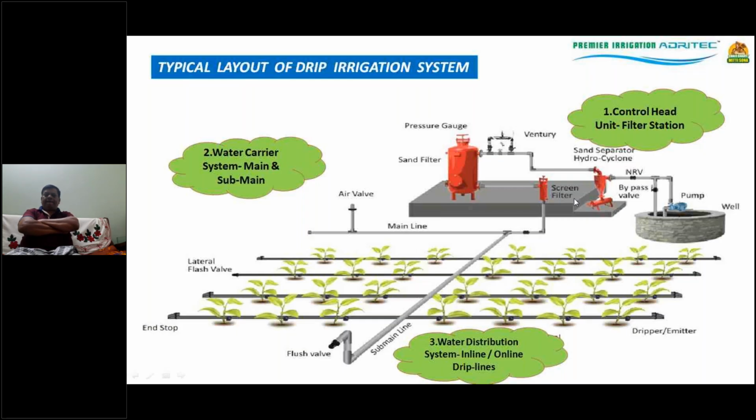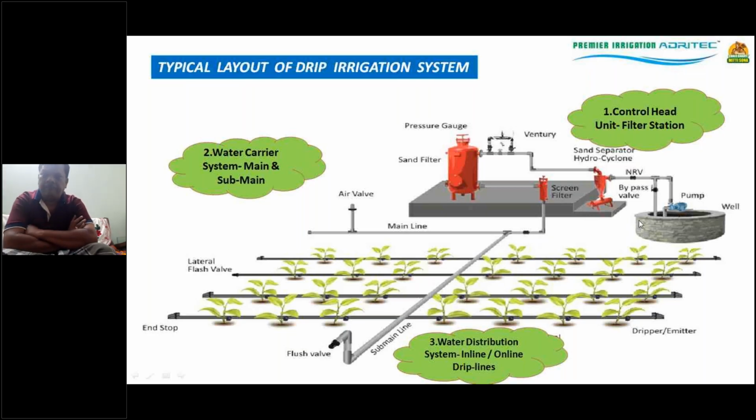Filtration basically is the heart of the system, and from there the water gets into the main line and the sub main line. That is called the water carrying system. So the water from the filtration is carried into the main and sub main line system, and from the sub main line system it is distributed into the tubing.